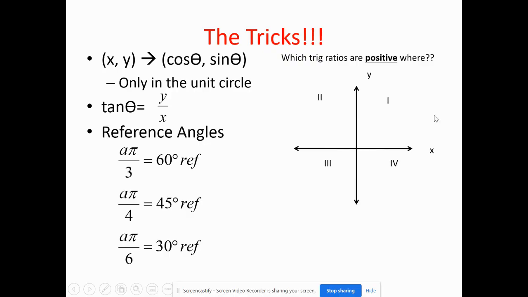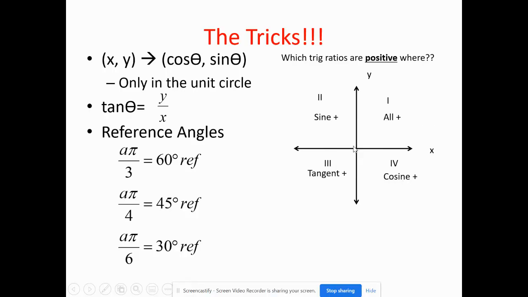There is a trick to help me remember where the positive answers are. I'll do what happens first and then I'll give you the phrase. They are all positive in this quadrant. Sine is positive in this quadrant. Cotangent is positive in this quadrant. And cosine is positive in this quadrant.